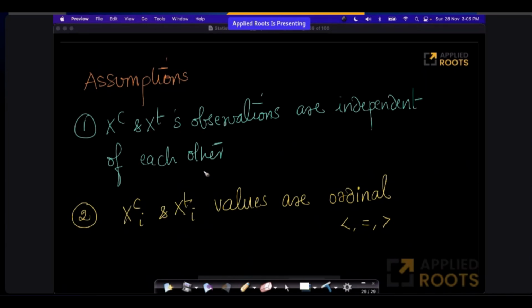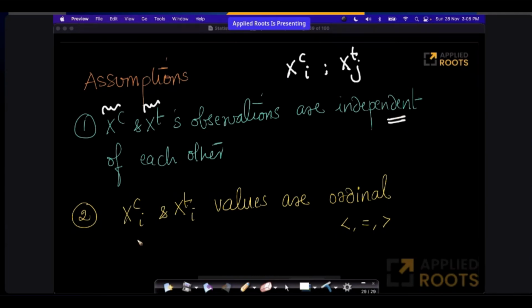What it says here is that XC and XT are observations. They are observations in XC and XT, which is XCi's and XTj's. We have N observations here and M observations here. They have to be independent of each other. Simple, very simple, standard, basic statistical assumption.